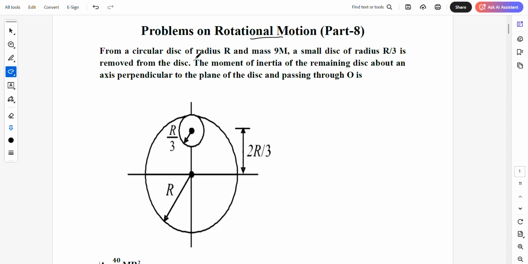It is saying from a circular disc of radius r and mass 9m, a small disc of radius r by 3 is removed from the disc. The mass of the bigger disk is 9m, radius r. Now I will call this as 1 and this is 2. This is the removed portion. We know I is equal to 1 by 2 mr square, that is the moment of inertia for a circular disk, where m is the total mass of the disk.